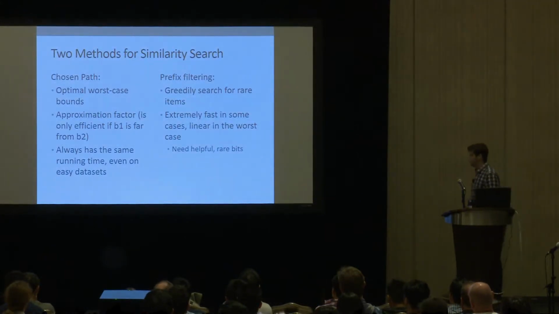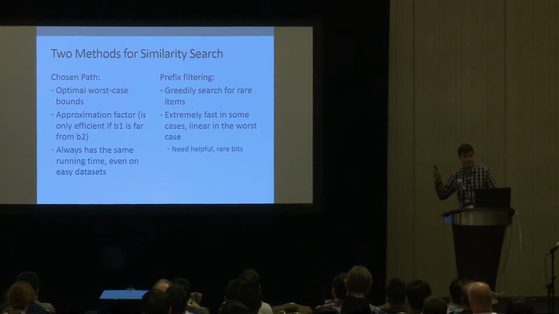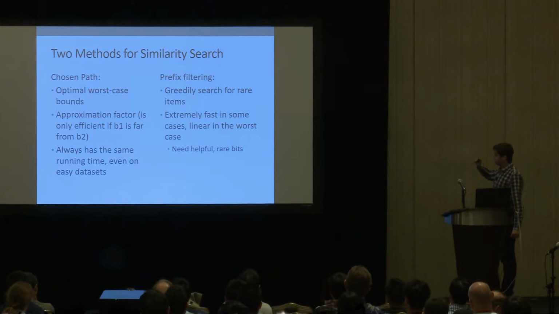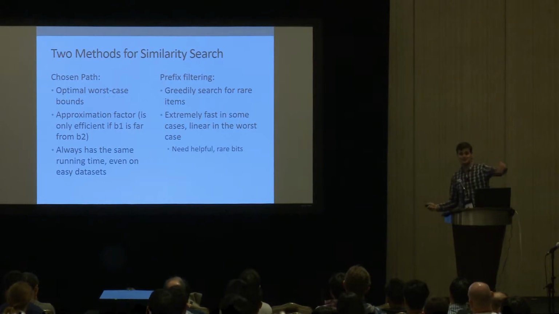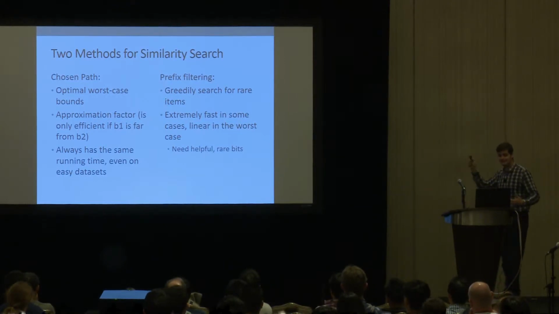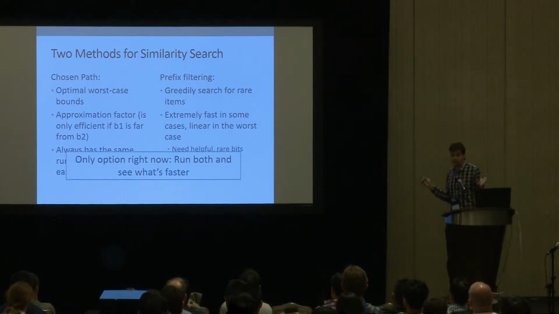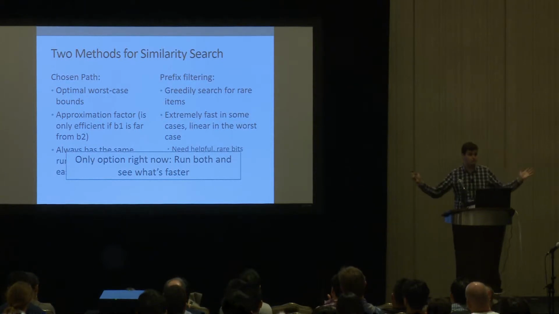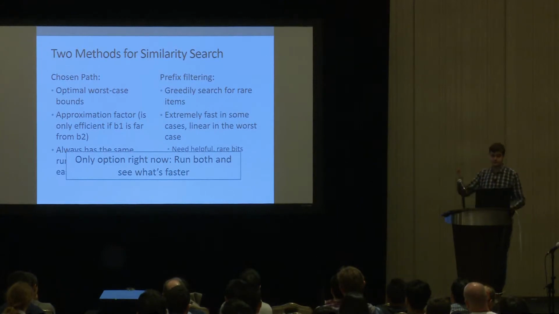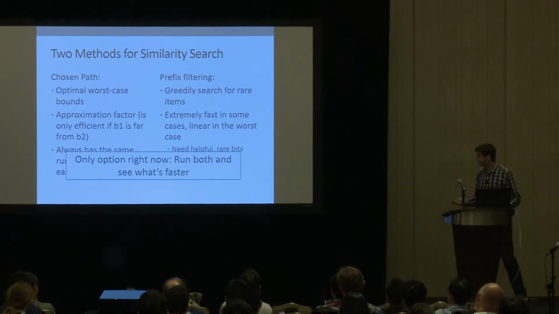All right, so we have two methods for similarity search. Chosen path is optimal in worst case, but it needs an approximation factor, and it always has the same running time, even on easy data sets. I'm still going to spend all of this time generating all of these filters. Prefix filtering greedily searches for rare items, so it's extremely fast in some cases, but it can even be linear in the worst case. We need these helpful rare bits. What's even worse about this is that our only option right now, when you're deciding what to use, is you just run both and see which one is faster. And then you just use that one. There's no easy way to say, this is a prefix filtering data set, this is a chosen path data set.